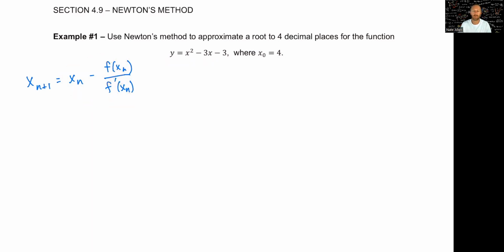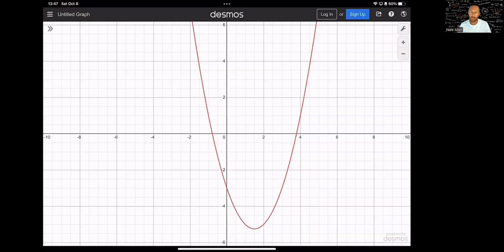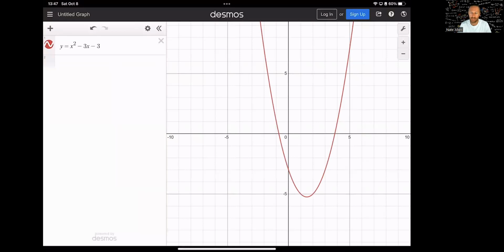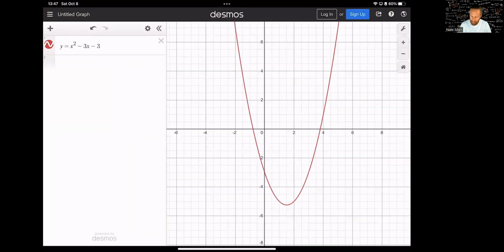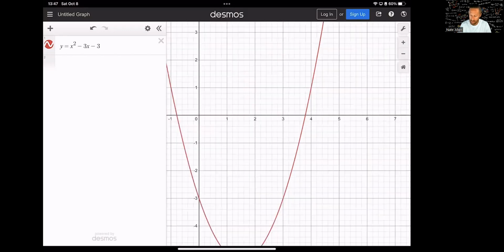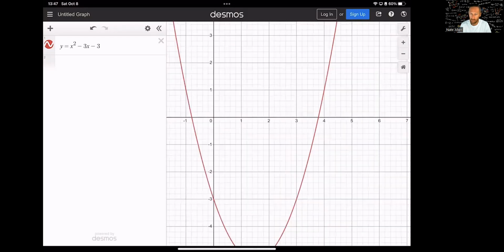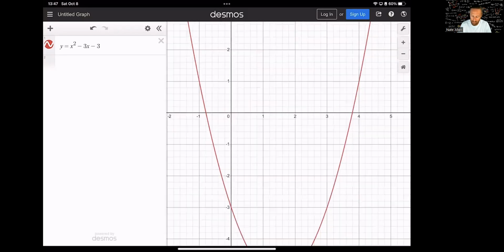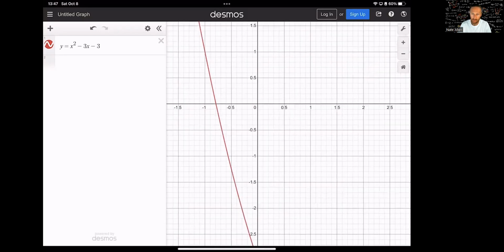So let me quickly show you by going to Desmos that if we graphed our y equals x squared minus 3x minus 3, as you can see there, that's what I've graphed. If I zoomed in on the two places where my y value, my function, would equal 0, you can see if I zoom in there, it's pretty close to 4, or if we wanted to go to the negative, pretty close to -1.